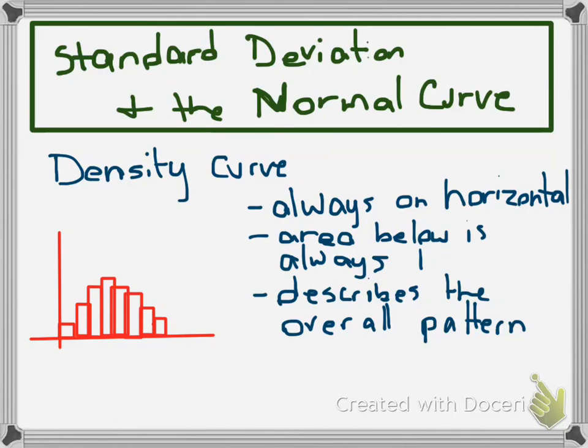So, for instance, if we're looking at this histogram here that we have, the density curve would kind of go like this. It shows the trend. Now, there are important features about that density curve. First, it will always be on or above the horizontal axis. The area underneath that density curve will always be 1. So obviously, as the histogram bars get closer and closer together, it becomes closer and closer to 1, and it will always describe the overall pattern.